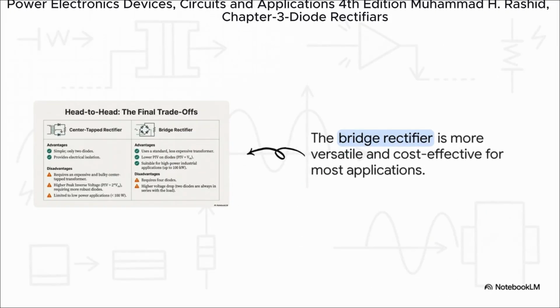So when we put the two designs head to head, what do we see? A classic engineering trade-off. The bridge rectifier, most of the time, comes out on top. It uses a cheaper, more standard transformer, and it puts less voltage stress on the diodes. That makes it more cost-effective and versatile. But it's absolutely crucial to understand the pros and cons of each.